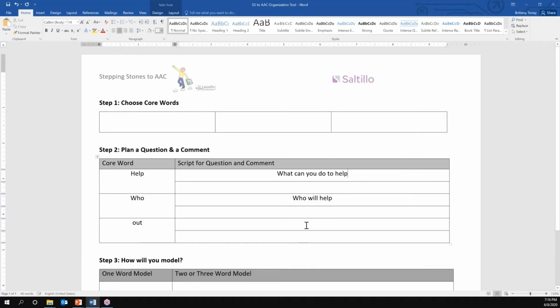Who needed help? Yep. Who stayed in the bath? What about how did he get out? Perfect. Good. When will he get out? I like that one too.